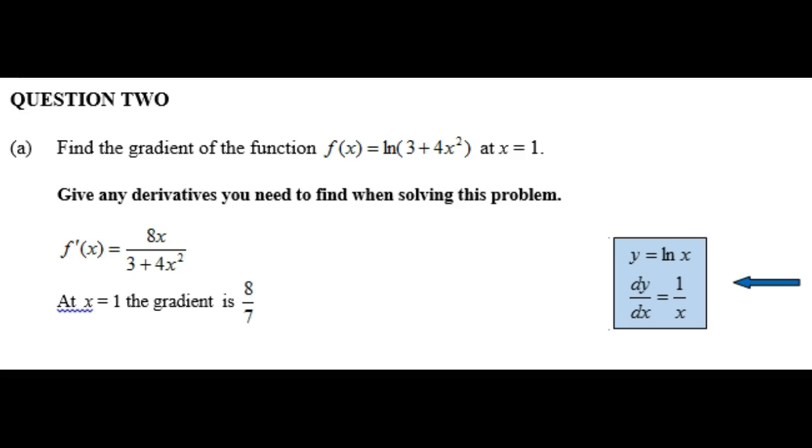The theory for this question is that little box on the right hand side. If y equals log x, then dy dx equals 1 over x. For our function, we've got f of x equals log brackets 3 plus 4x squared. I differentiate and I get 1 over 3 plus 4x squared. And the 8x comes from differentiating the 3 plus 4x squared. To find the gradient when x equals 1, quick substitution, x equals 1, gradient 8 over 7.